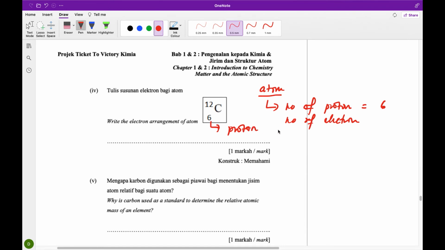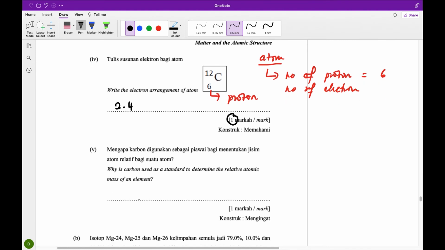If the proton number is 6, that means the total number of electrons should also be 6. Based on that, for the arrangement of electrons, we all know that the first shell can hold a maximum of 2 electrons, so you put in 2 dots. Then the balance electrons will go into the second shell, which is 4. Please try to stick to the same format. Try not to use a comma or double dot to write the arrangement of electrons. It is 2, 4.